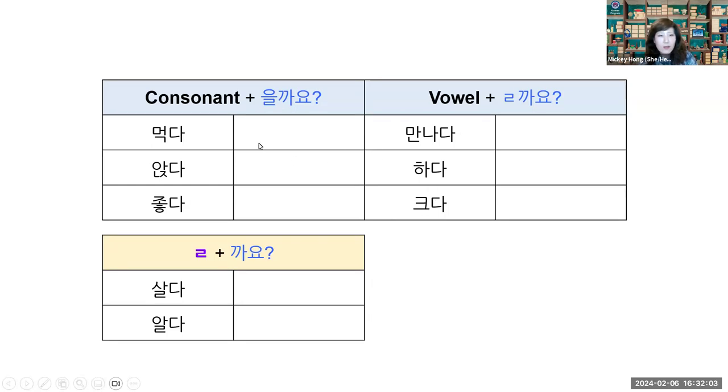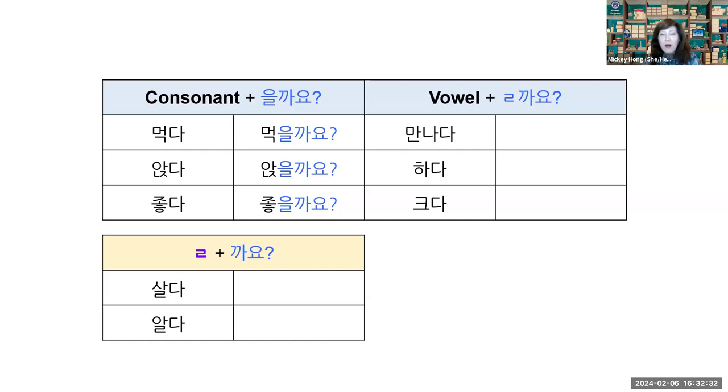If the verb or adjective ends in a consonant, 을까요. 먹다 becomes 먹을까요? 앉다 becomes 앉을까요? 좋다 becomes 좋을까요? Shall we eat something, or should we sit down? Do you think something will be nice?